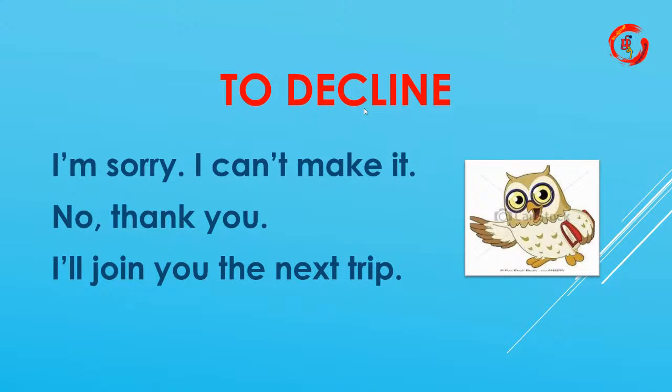And the last one, I'll join you the next trip. Okay, students, you're telling here, I'll join you the next trip. It means you're not going on the trip now. The current one, you're not going. But how are you going to say it nicely? I'll join you the next trip. So when you decline, you are declining very politely. You don't say no, cannot, I don't want, or this kind of thing. All right?